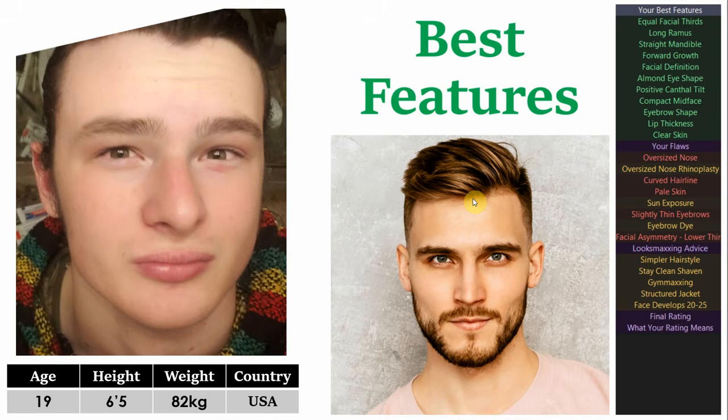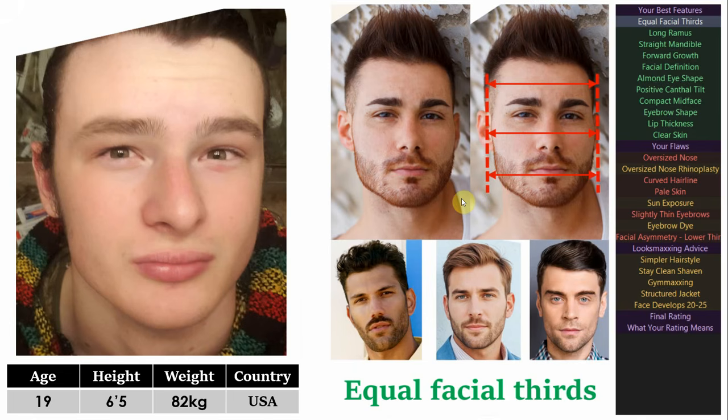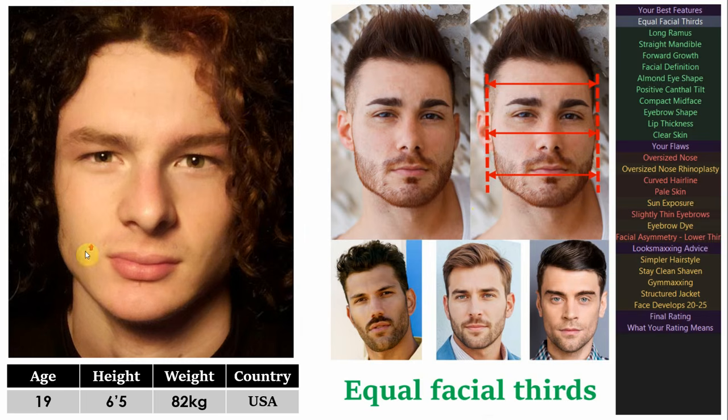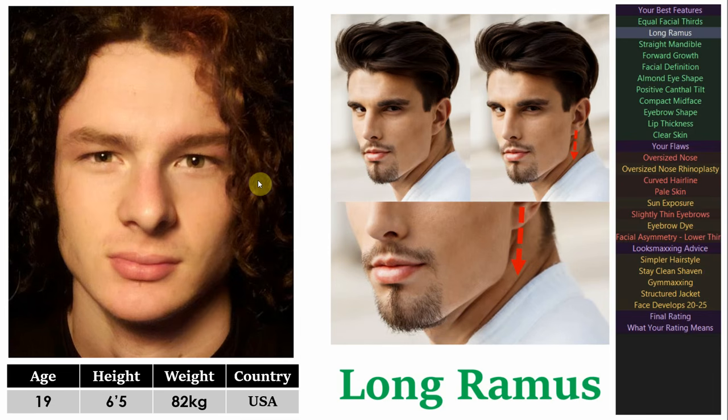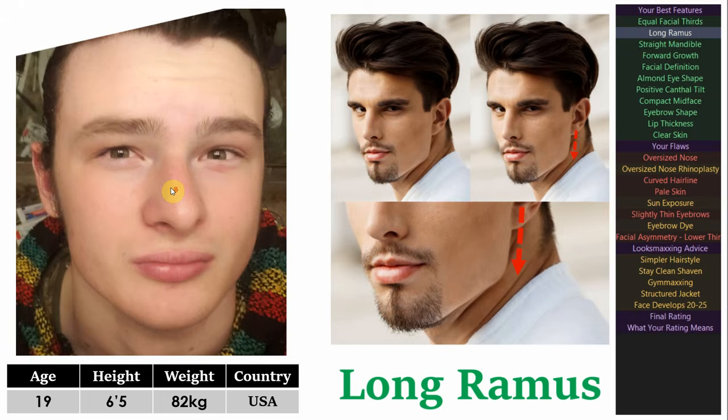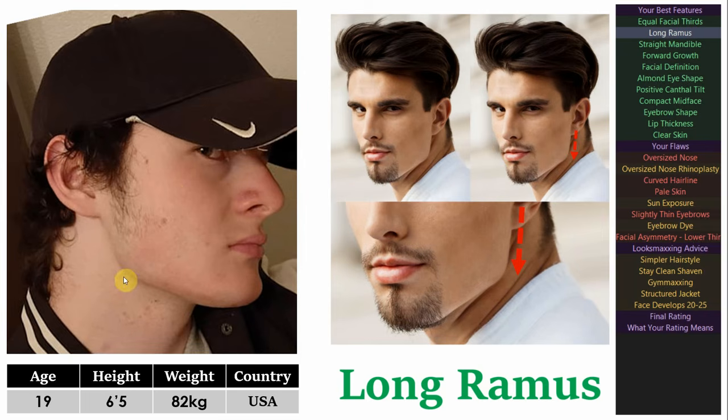So as usual, we're going to be starting off with your best features. Your first best feature is equal facial thirds. It's clear to see you have this feature because it matches what we have in the examples over here. Your next one is that you have a long ramus, and if we go to your side profile, it pretty much looks very similar to the ideal that we have on this side. Even the definition is good, so the length is good and the definition is good. It's clearly one of your best features.